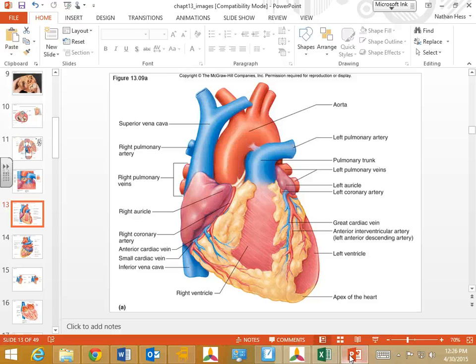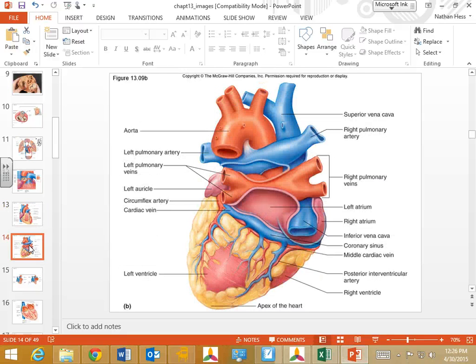Can you see, my friends, that the heart has its own blood supply? These cardiac veins and cardiac arteries, coronary arteries. Here's the front side, here's the back side. See these big, huge veins? The coronary sinus, that's a big vein. The middle cardiac vein, these coronary arteries.